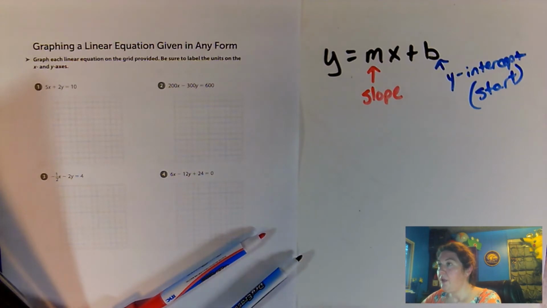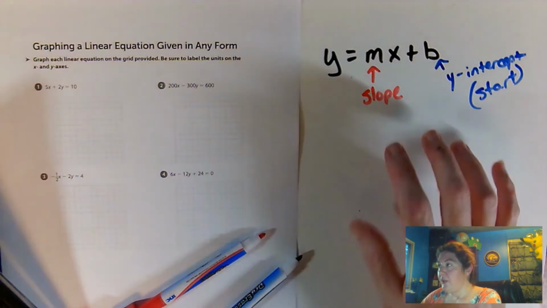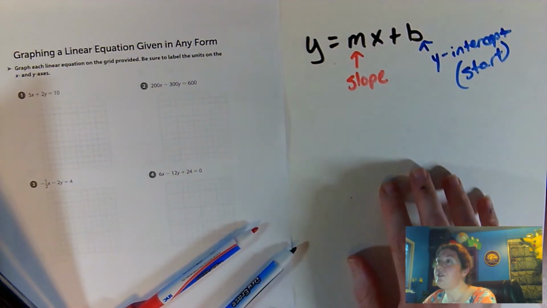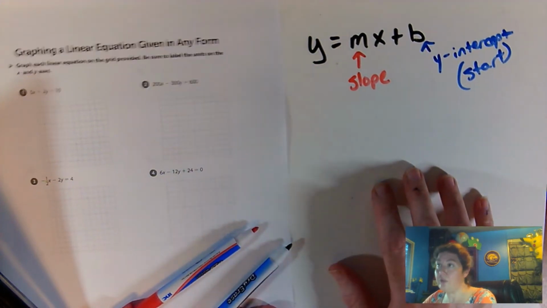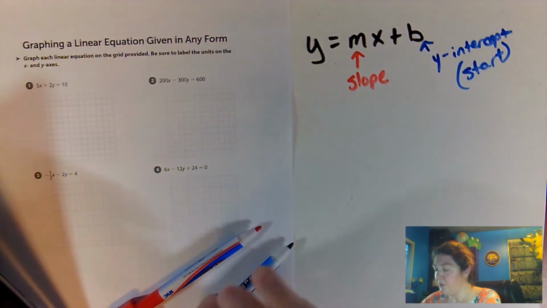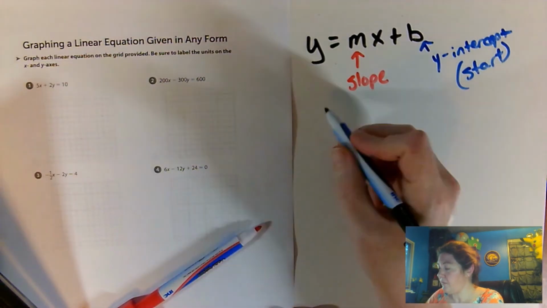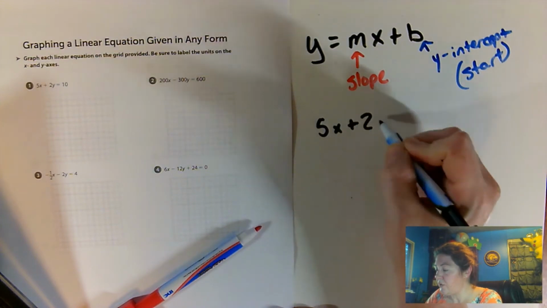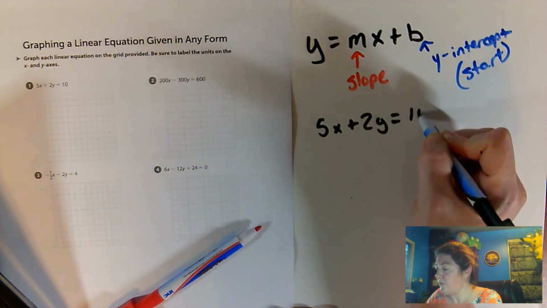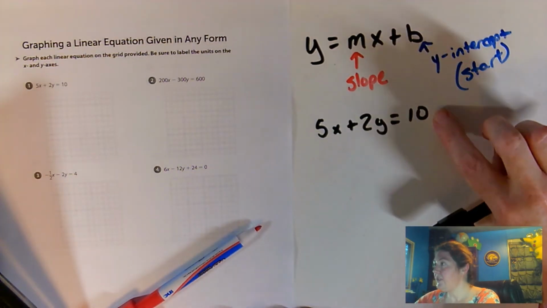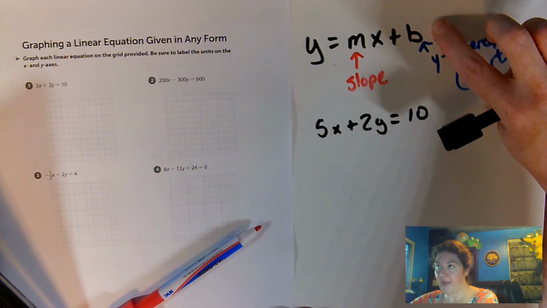Okay? I'm going to do a lot of the work on this page over here just because that's going to make life a little bit easier. These are going to get long. I'm just going to go ahead and give you a heads up. So let me rewrite my equation. My equation is 5x plus 2y equals 10. My goal is to get this equation in this format.